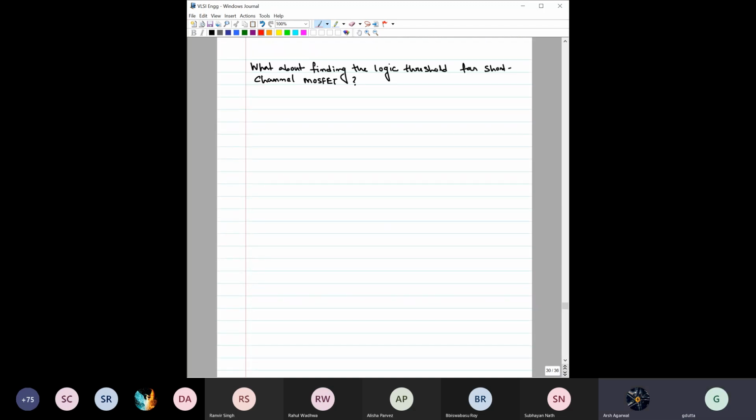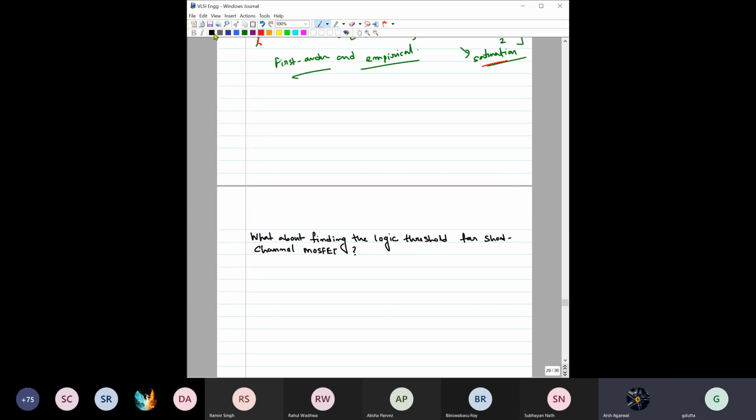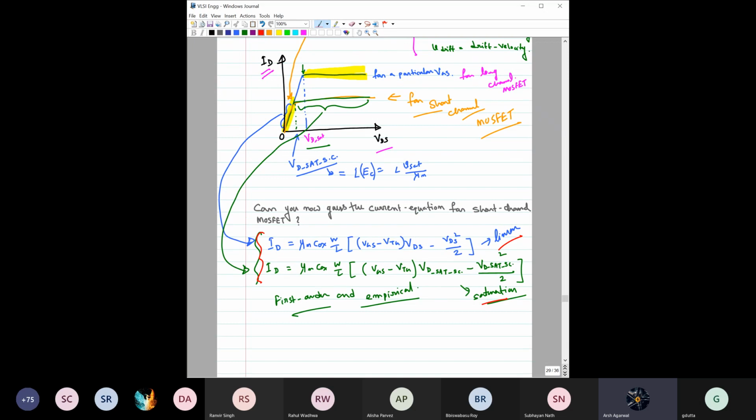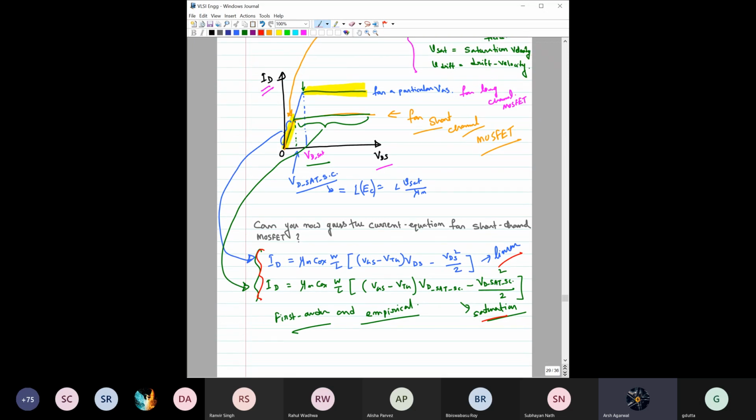Sir, what is the difference between the equations in long and short channel? I mean, we just changed the variable name, right? Actually, the saturation voltage values are different, but the rest of the things are the same.